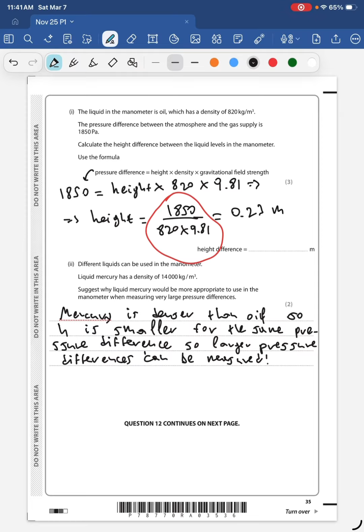And we can see this from this formula that height, we can write it as h is equal to the pressure difference delta P over the density times g. g is constant, so if rho increases, h decreases, so we can measure larger pressure differences.